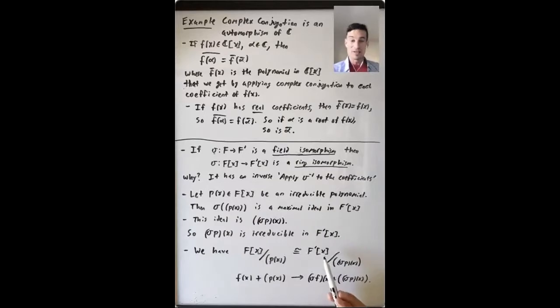What is the isomorphism? Well, we have to say, where do you send a coset of the ideal generated by p of x in F bracket x? Where do you send that over here? So let's take the coset of the ideal generated by p of x containing f of x, and we're going to send it to the coset of the ideal generated by sigma of p of x containing the polynomial sigma of f of x. And it's straightforward to really carefully check that this actually is an isomorphism.